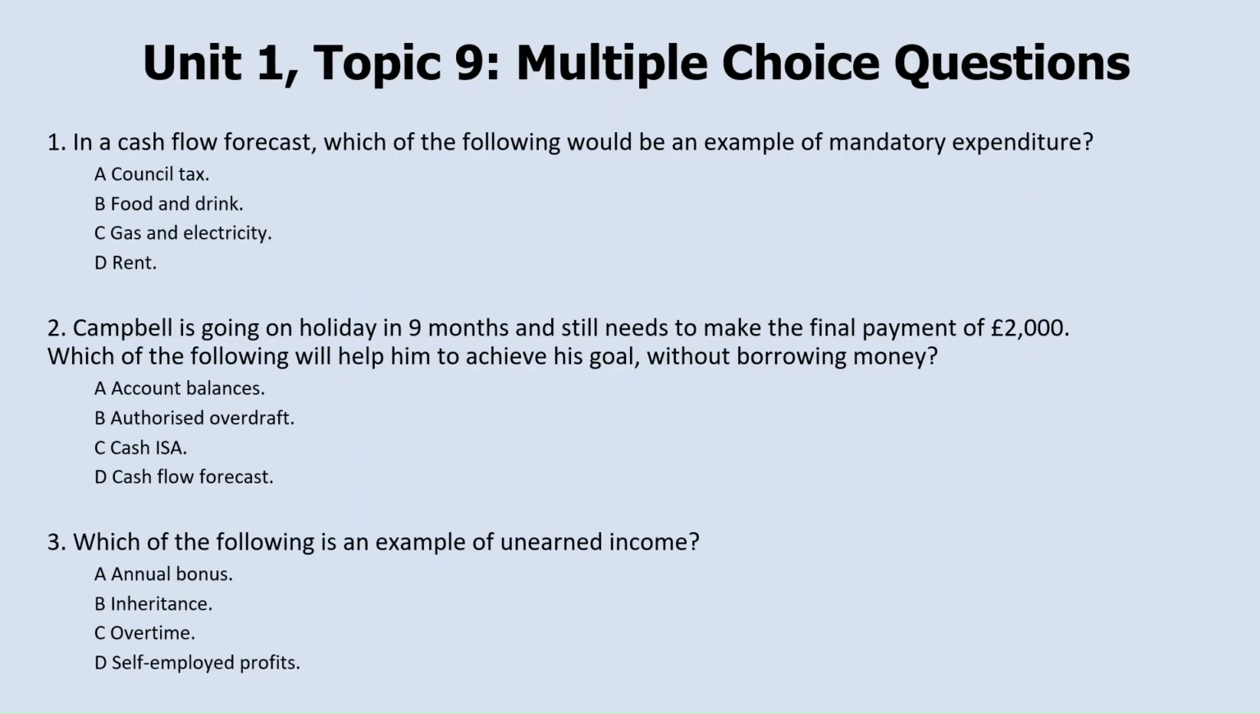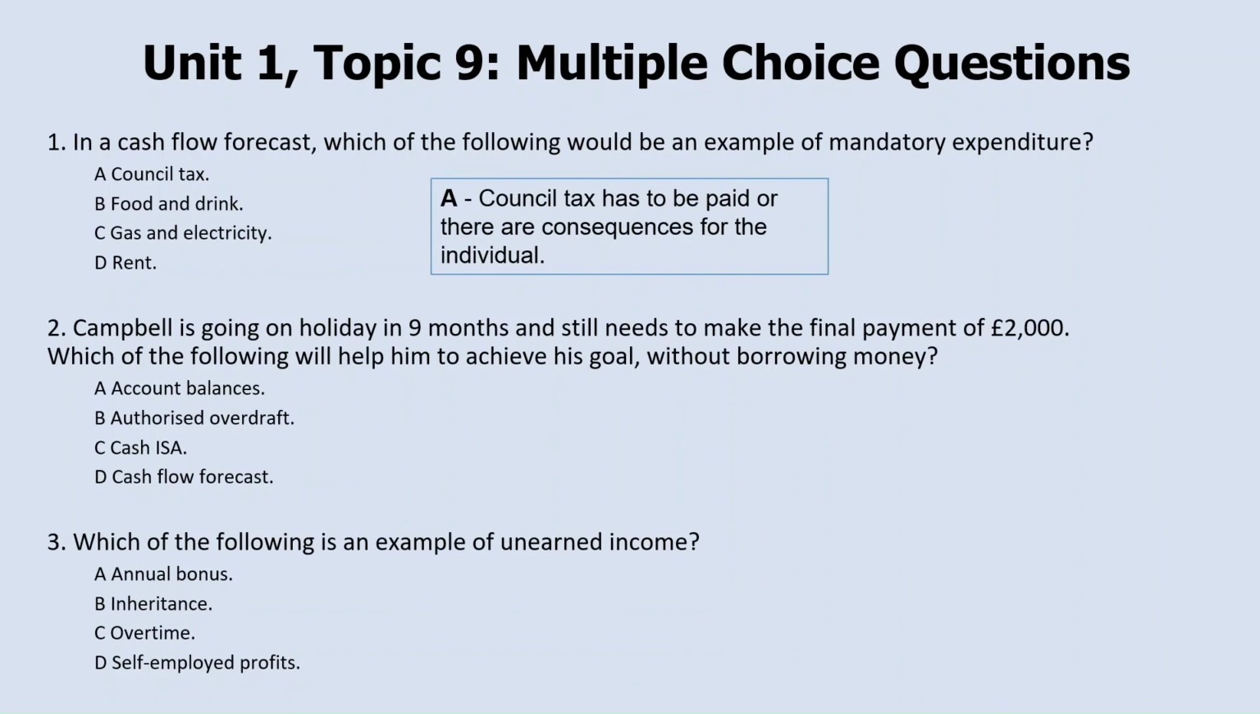So, 3 multiple choice questions to check your understanding of this topic. In a cash flow forecast, which of the following would be an example of mandatory expenditure? Would it be A. Council tax, B. Food and drink, C. Gas and electricity, or D. Rent? The answer to question 1 is A. Council tax has to be paid, or there are consequences for the individual.